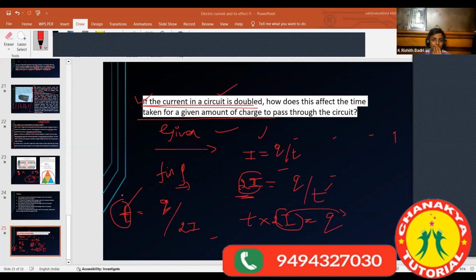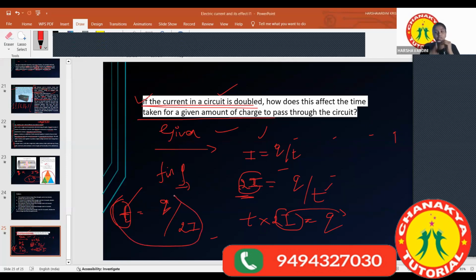So now, did you understand this step? Yes, ma'am. Solving this equation is very important, children, because in a physics paper, nobody will accept your theories.